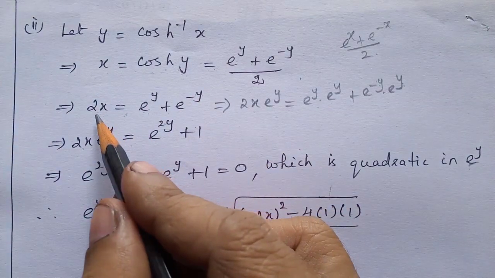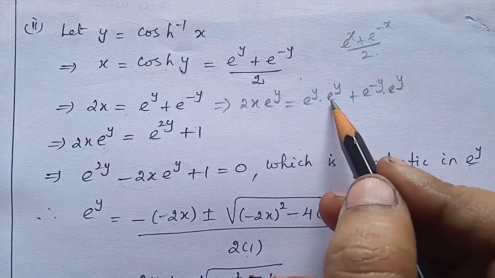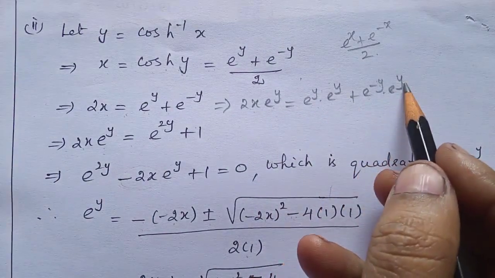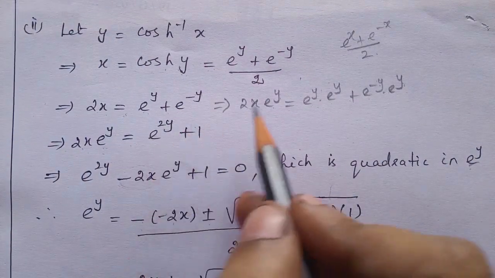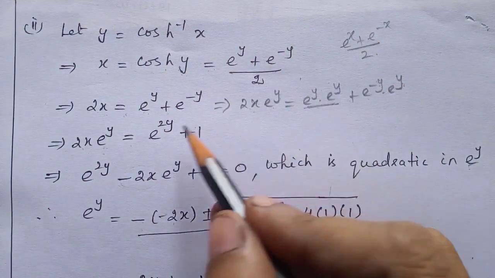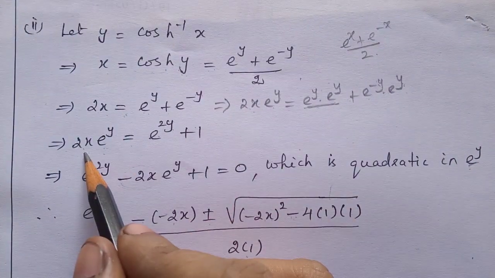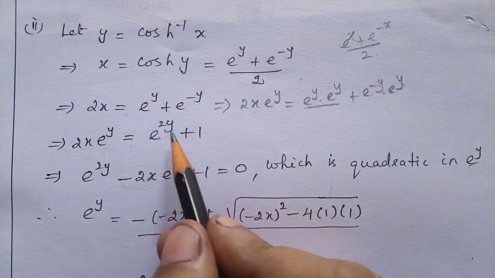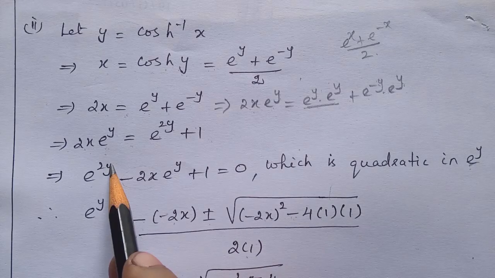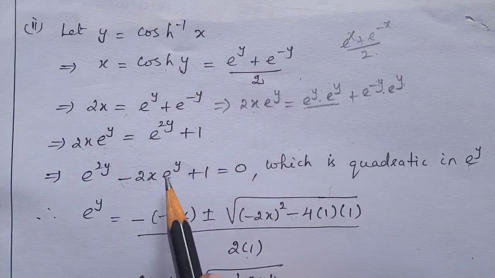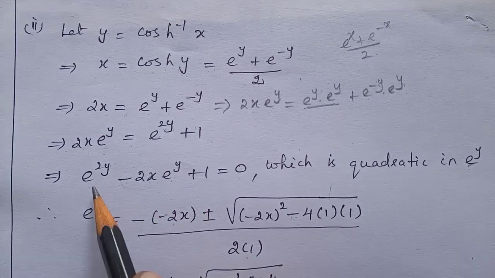Again multiply throughout by e power y. So 2x into e power y equals e power y into e power y plus e power minus y into e power minus y, which implies 2x into e power y equals e power 2y, and minus y and plus y cancel, giving plus 1. So 2x into e power y equals e power 2y plus 1. We take 2x to the other side. So e power 2y minus 2x into e power y plus 1 equals 0, which is also a quadratic equation in e power y.